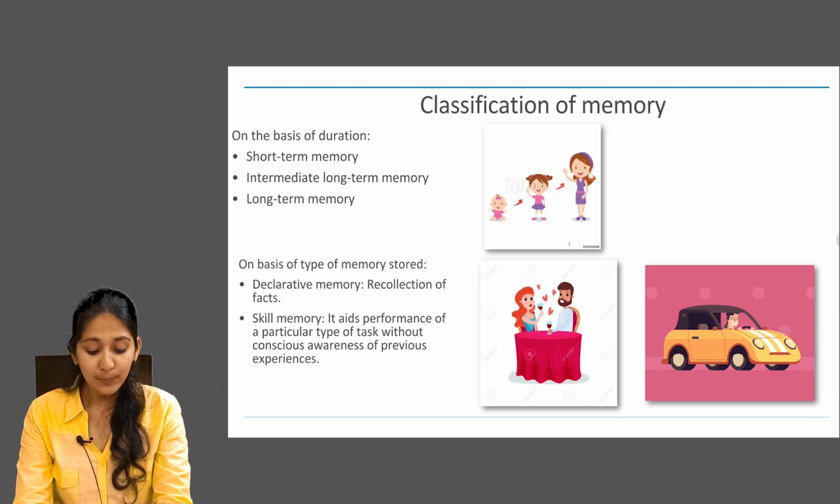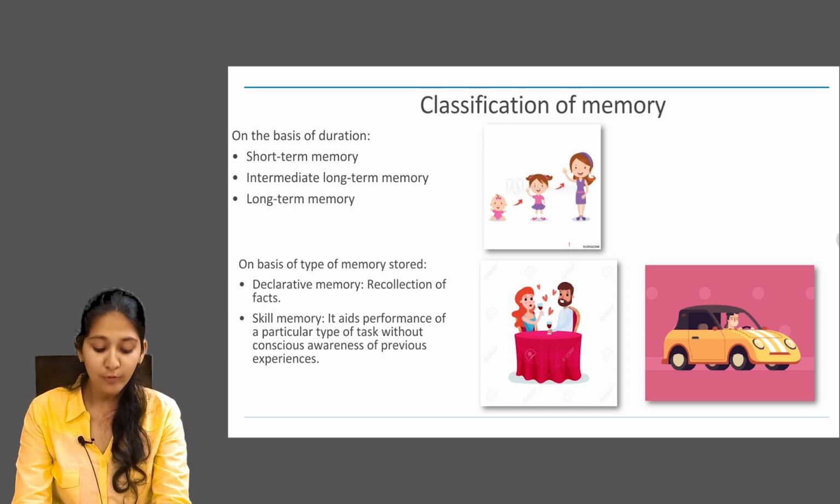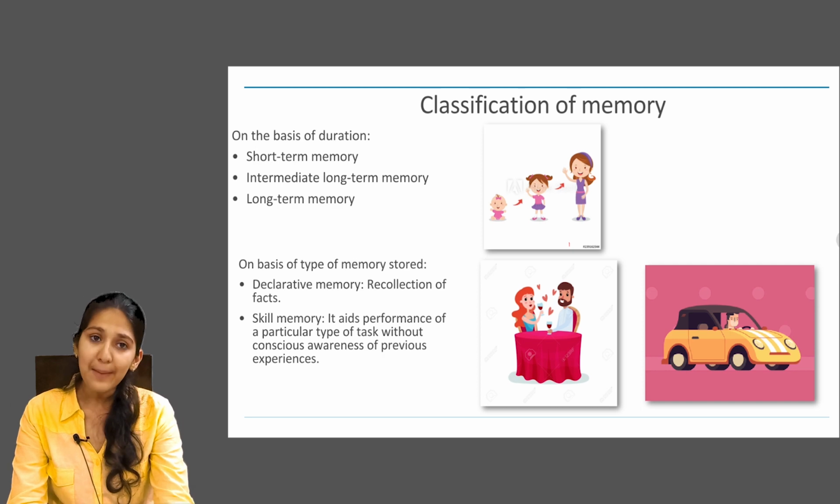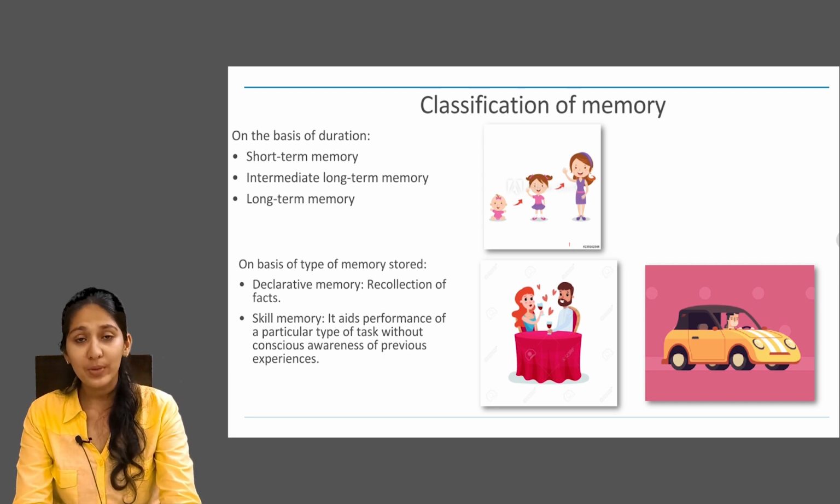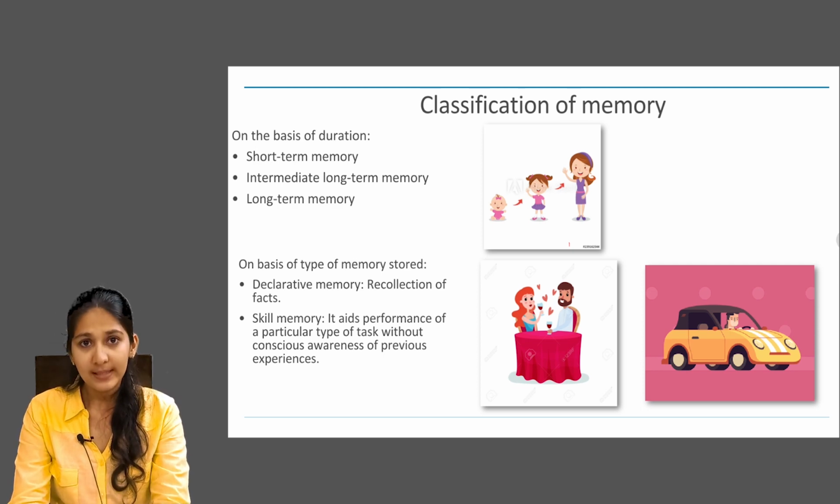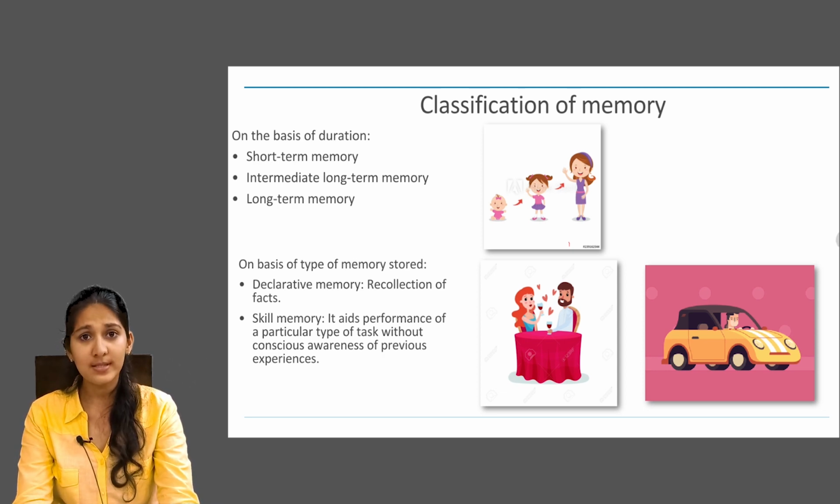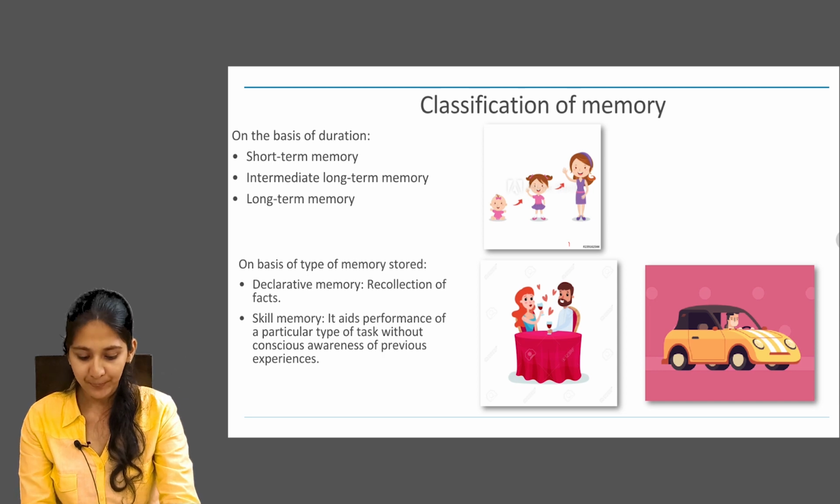It aids in the performance of a particular type of task without conscious awareness of previous experiences. For example, driving a car is considered a skill, and after you learn this skill, you can drive your car at a subconscious level. That is, we can take care of all the functions, that is the steering, the accelerator, the brakes, and other functions at a subconscious level.